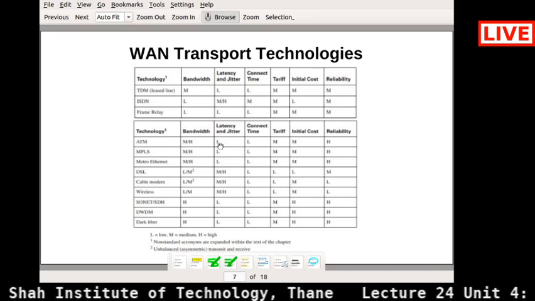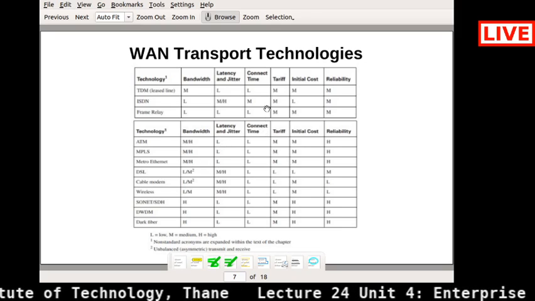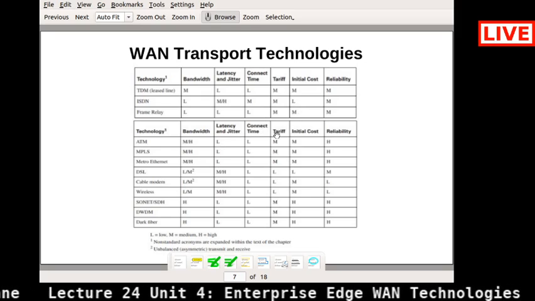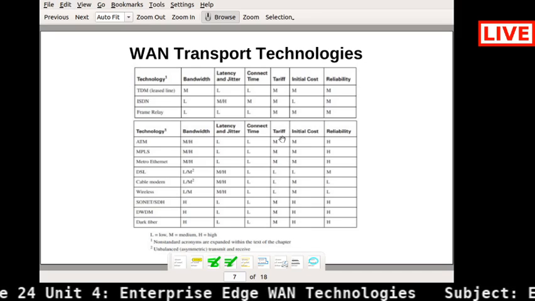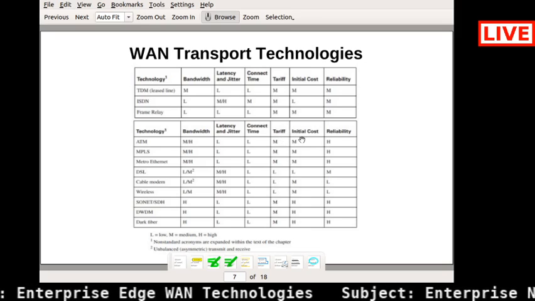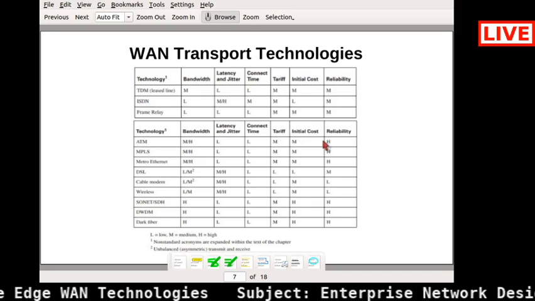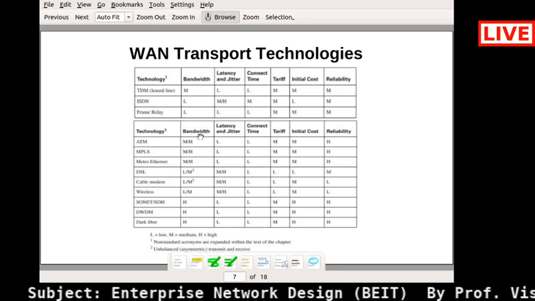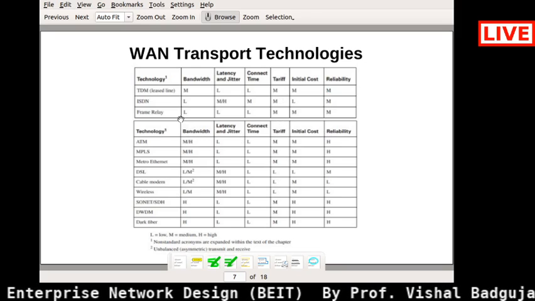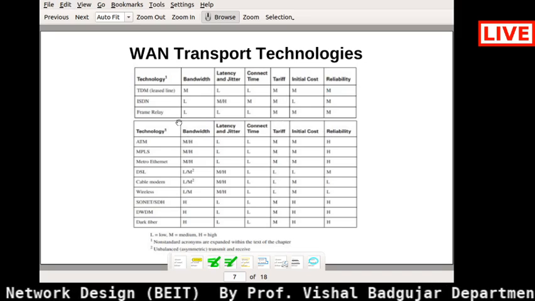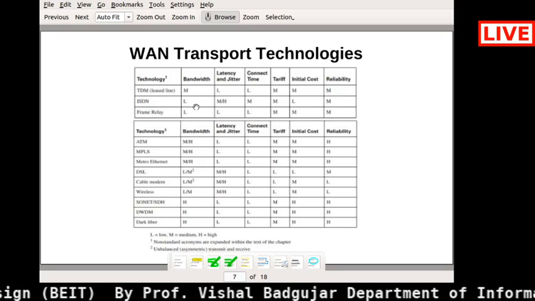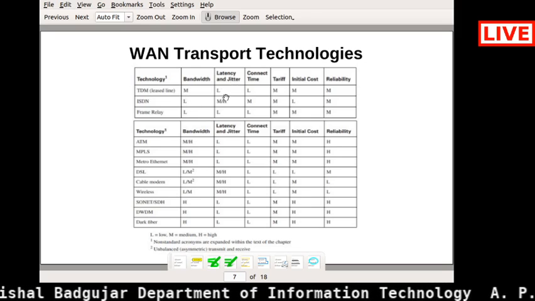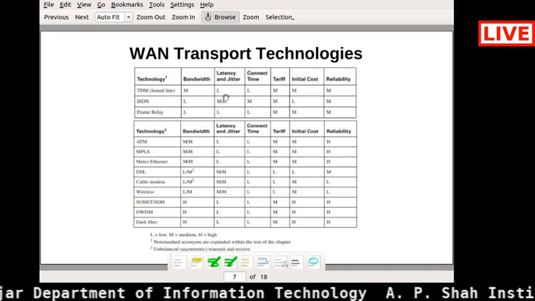With respect to the bandwidth, the latency, jitter, the connection time required, then the cost, that is nothing but the tariff, the initial cost for setting up that particular technology, and the reliability of your network. Depending upon that, I have compared each and every WAN transport technology. Here L means low, M means medium, and H means high, so you need to keep that in mind.